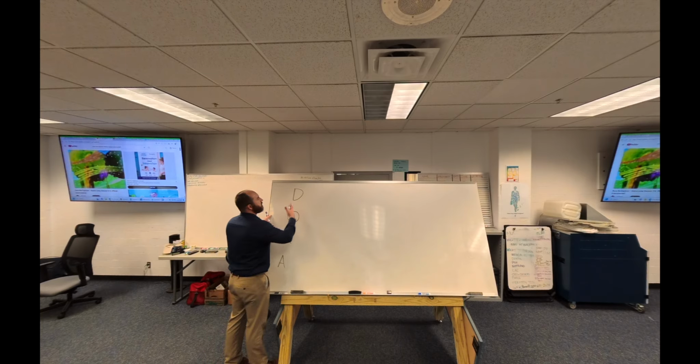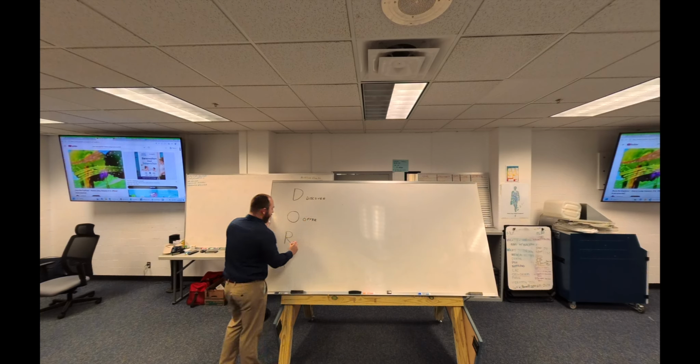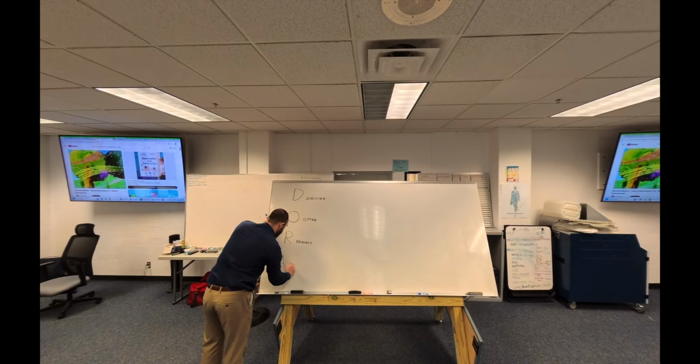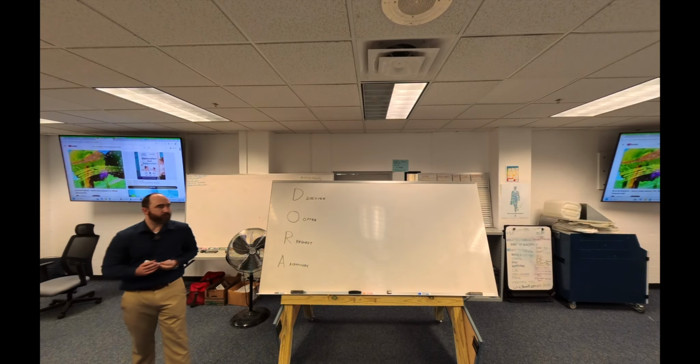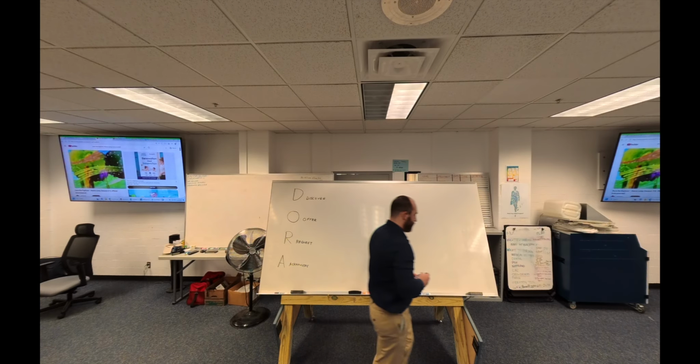So the DHCP D is discover, or discovery. O is offer. R is request. And A is acknowledge, or acknowledgement. So this is the DHCP process.